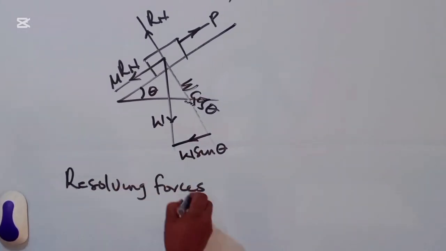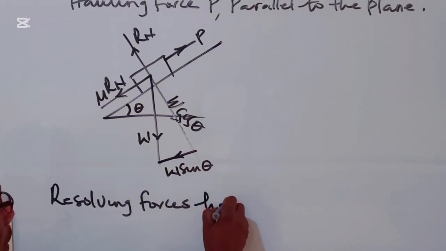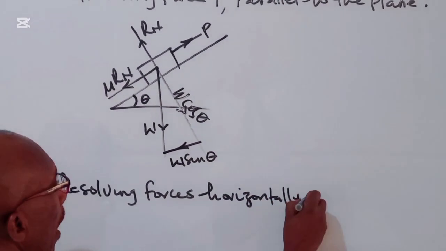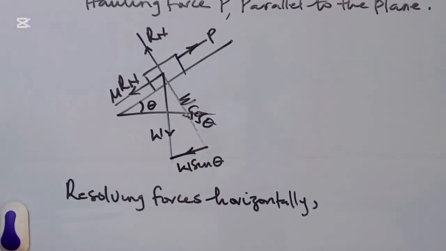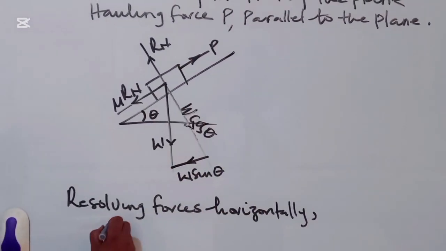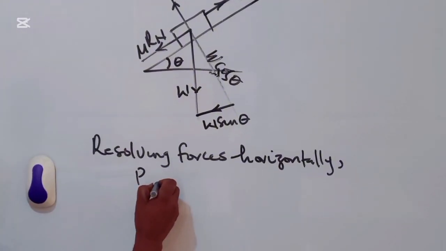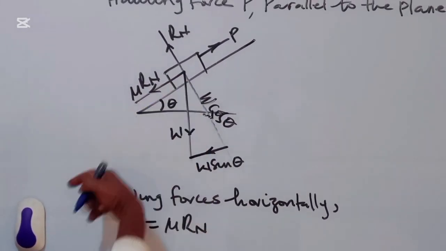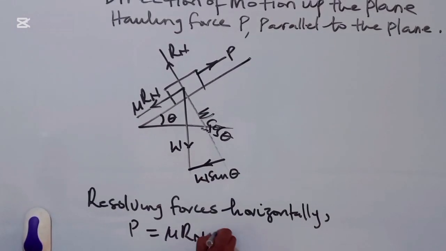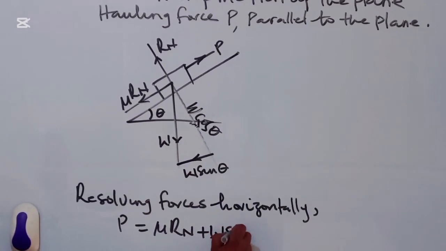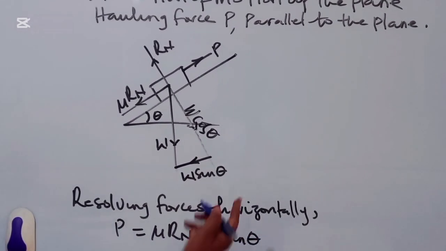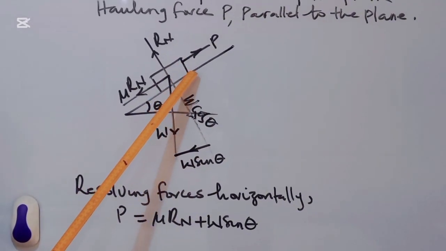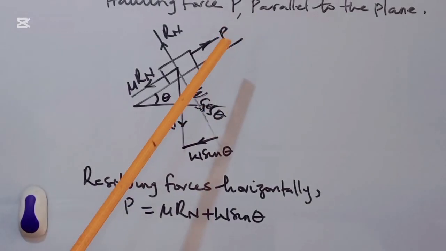Either, let's say, horizontally, right? We'll have P going upwards is equal to what? Mu Rn, right? Mu Rn plus what? Plus W sin theta acting in the opposite direction. What I mean is this: the force P is pulling this block upwards.